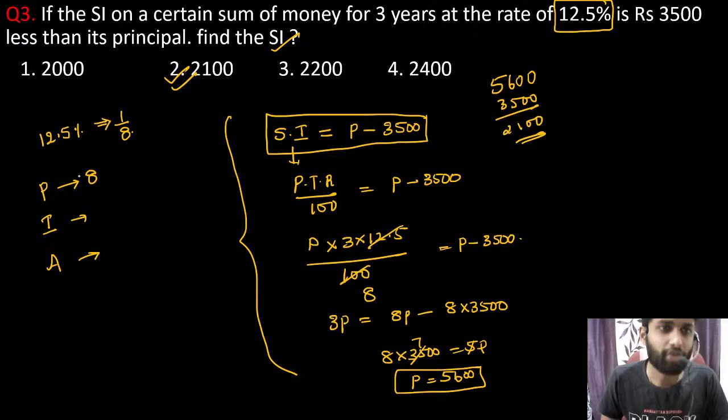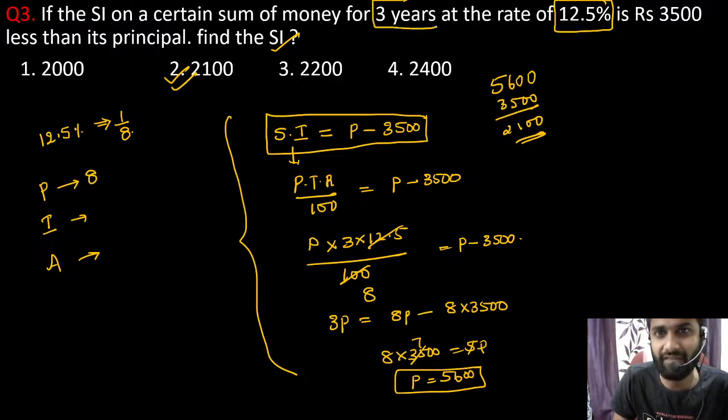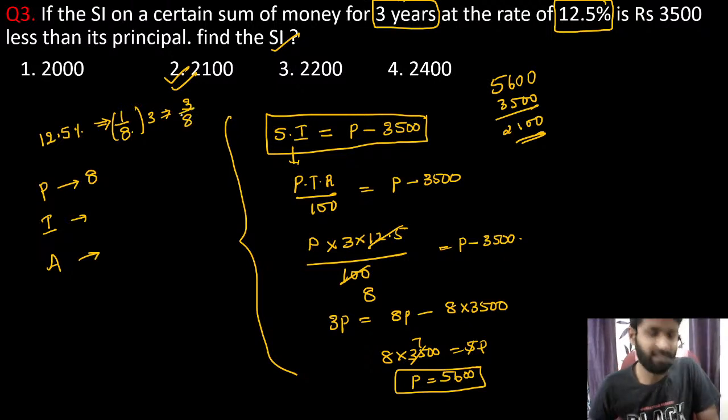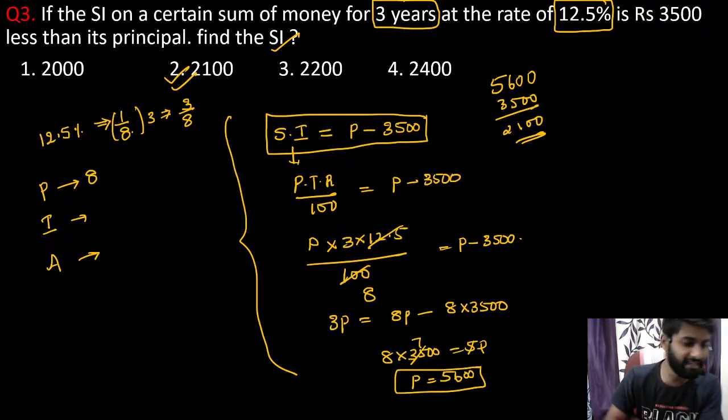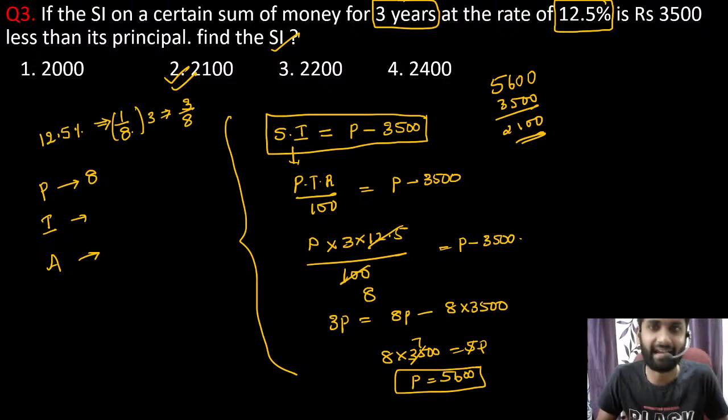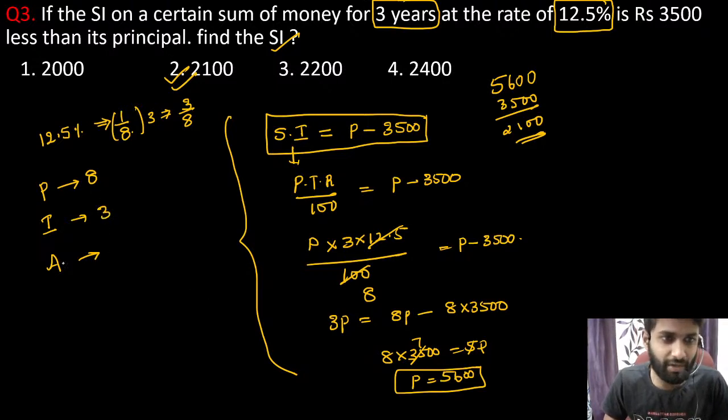Now see, guys, 12.5% is equal to 1 by 8, but here the information is for 3 years, so simply multiply by 3. The value becomes 3 by 8. That is the first important point. So 12.5% becomes 1 by 8 per year, and for 3 years the value becomes 3 by 8. Now principal is 8 units, interest is 3 units. If you want the amount, the value becomes 11 units.